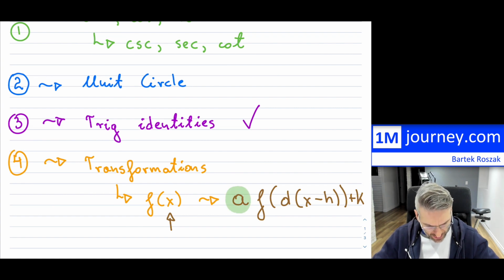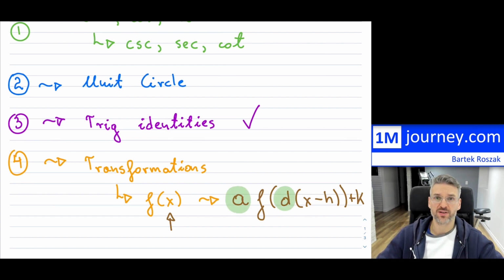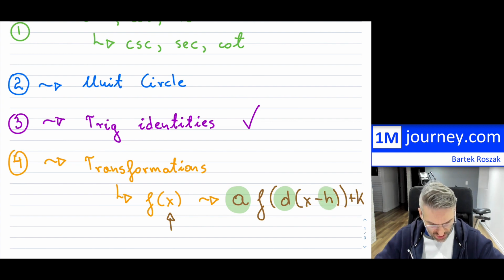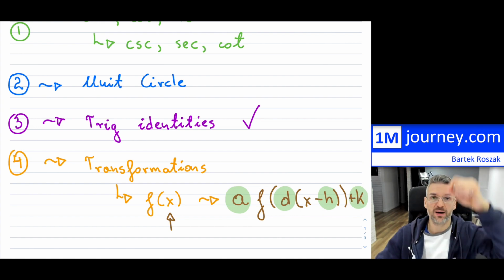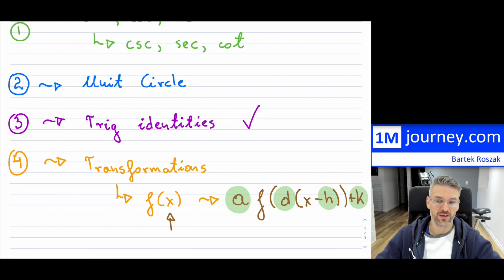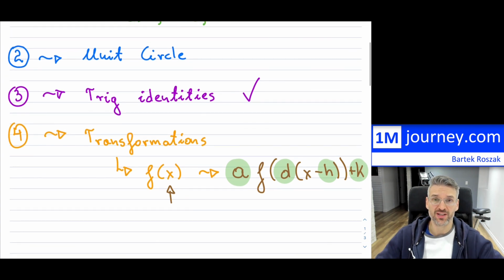So this a and this d: the a is stretch and compression in the y, the d is a stretch and compression in the x. This particular h that you see there was a shift in the x, either to the left or to the right, and then the k was just a shift up or down of your parent function. Now, those transformations are useful because if you're going to be plotting any kind of sinusoidal functions, it's actually much easier to do it from the viewpoint of transformations.